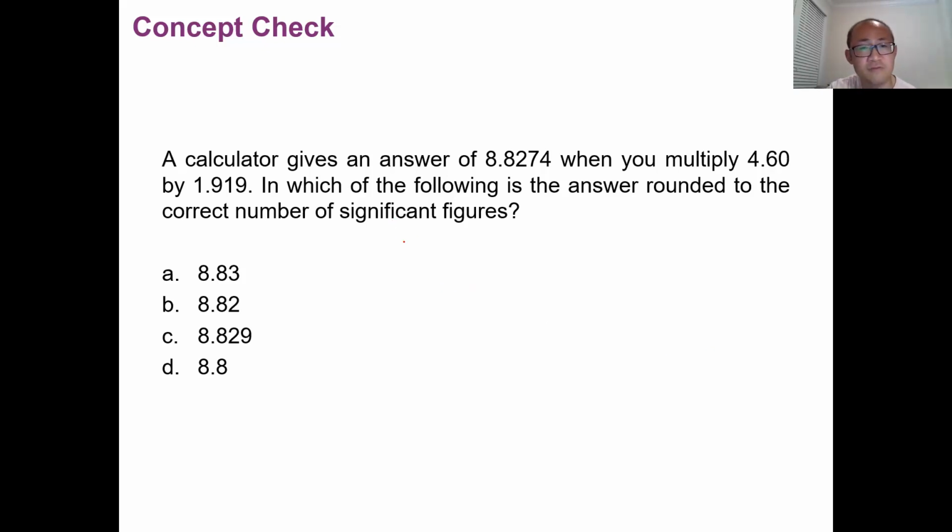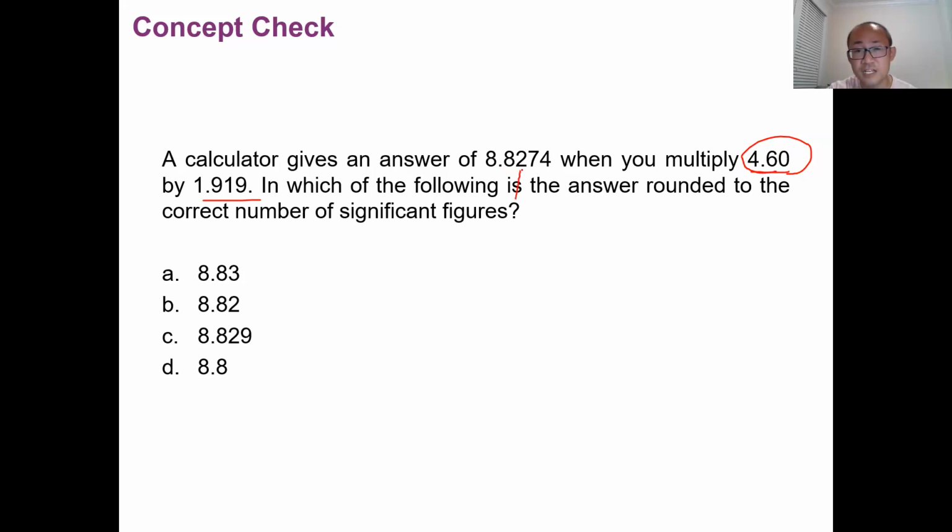Okay, a calculator gives an answer of 8.8274 when you multiply that by that. In which of the following is the answer rounded to the correct number of sig figs? Okay, we're multiplying this number by that number. So we know it is multiplication. We keep the fewest number of what? Sig figs, not decimals. Keep the fewest number of sig figs. Between these two numbers, this one only has 3 sig figs. So the final answer should have 3 sig figs.